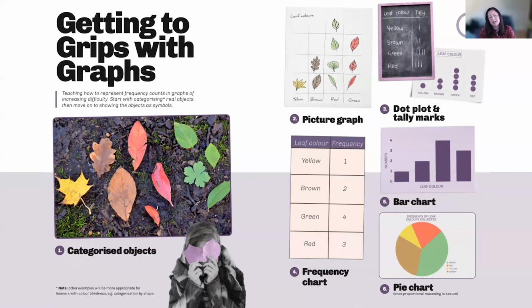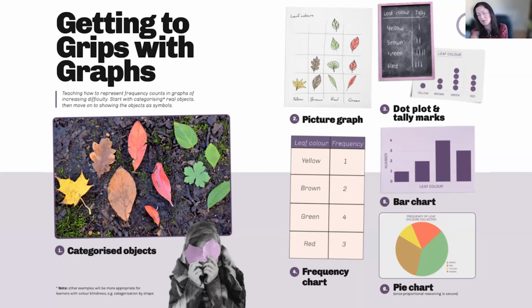And if you're trying to work out how many leaves you've got of different colours, then you might move from the actual objects themselves to a picture representation of those objects. So you can see in picture 2 there, you've got a yellow leaf picture to represent the yellow leaf, and same for the other colours, but they're labelled now and there's a bit of structure with the grid. So that's getting across the idea that objects can be represented by pictures.